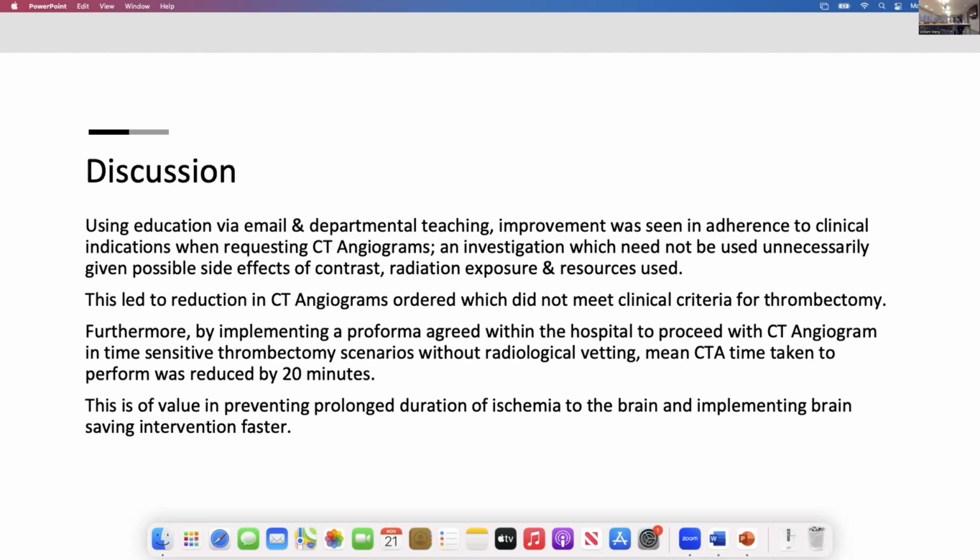Now, this is a lot of value for patients who present with stroke, because every second that passes, their brain is dying off. So every minute counts.